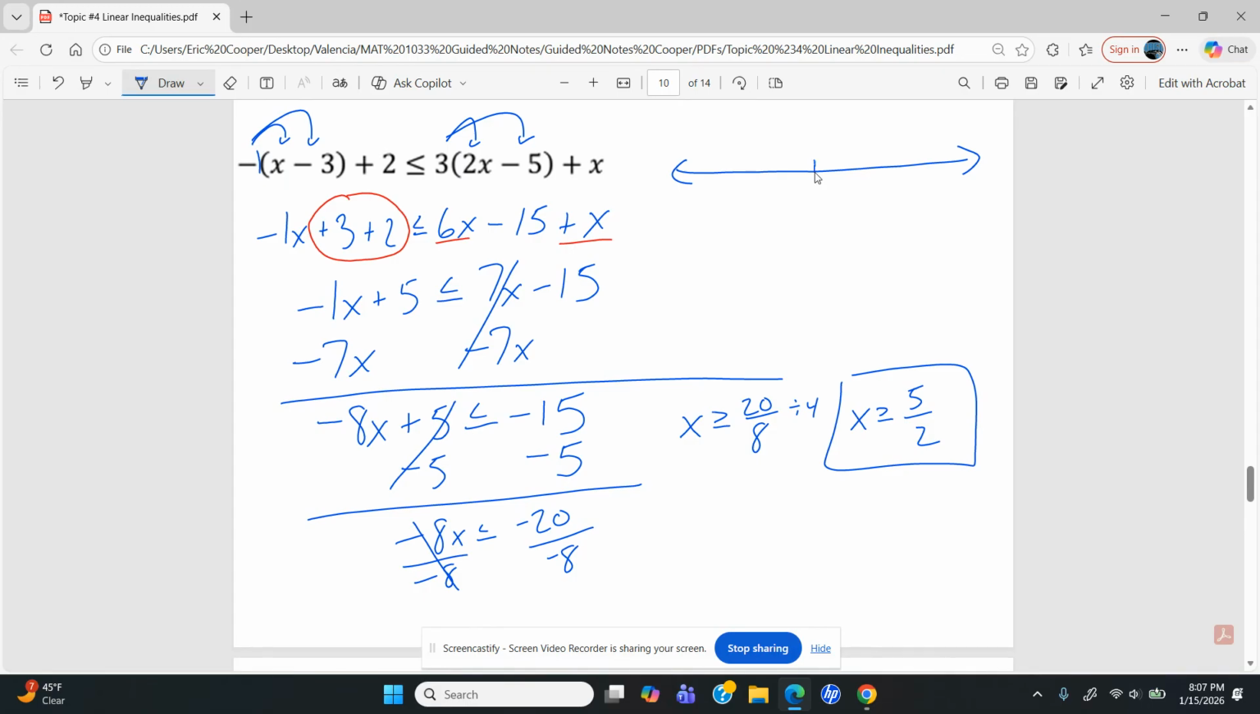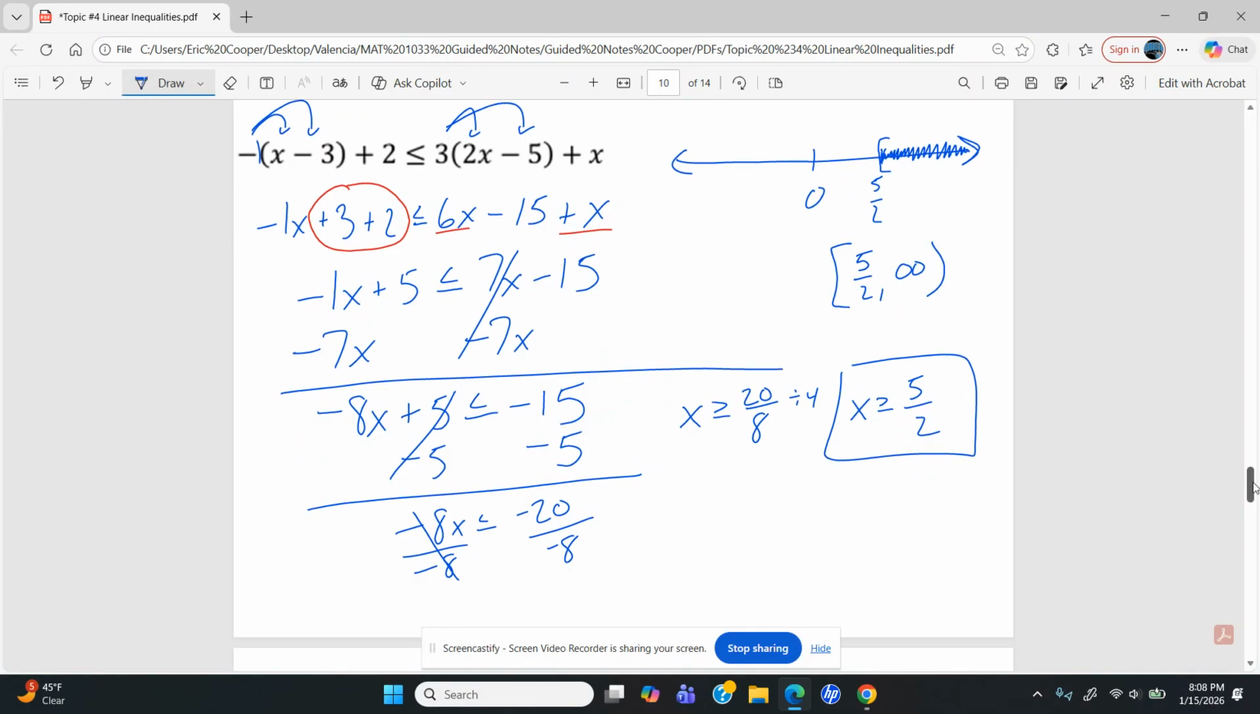Graphically, 5 over 2 is a positive number, so it's to the right of 0. It can equal 5 over 2, so we're going to use a bracket. And it goes forever to the right, so we're going to shade it that way. Interval notation wise, 5 over 2 is on the left side, it's the smallest it can be, and it gets the bracket. And on the right, we get infinity with a parenthesis. So again, a reminder, we always want to solve for x on the left side. It just makes it easier to graph as we go through.